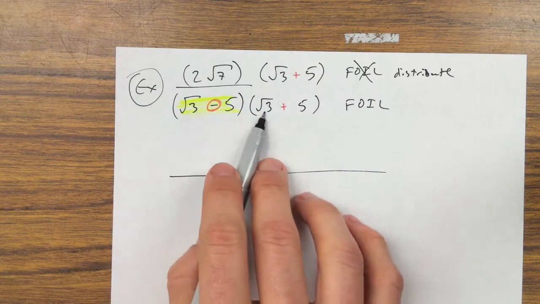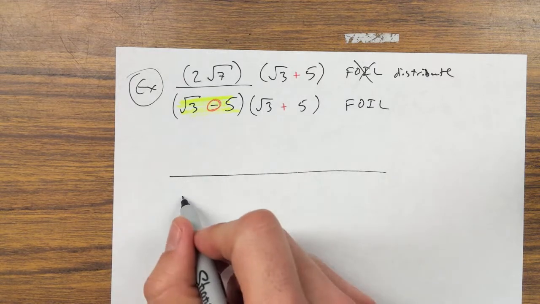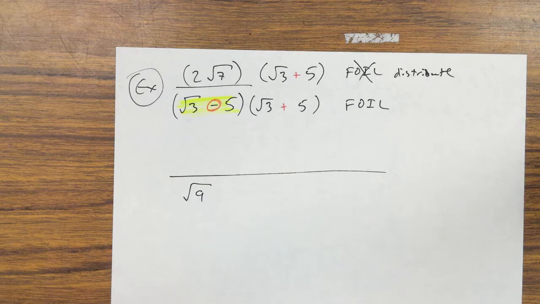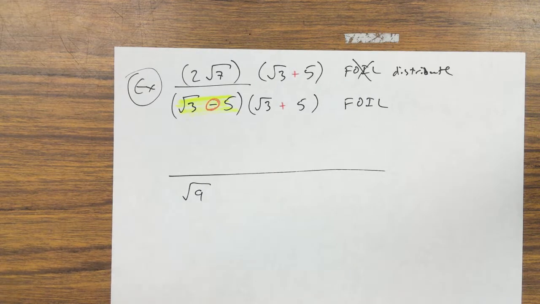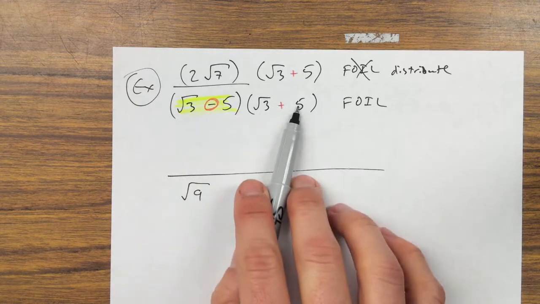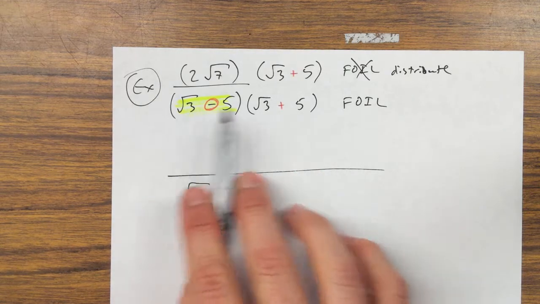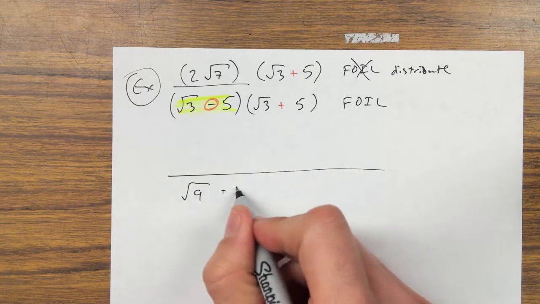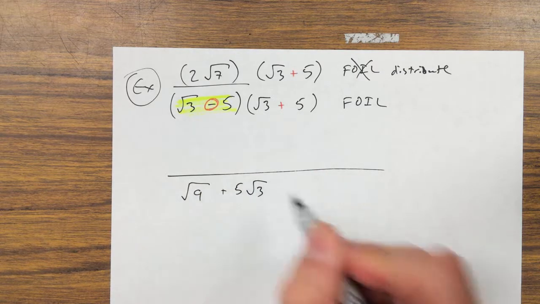Square root 3 times square root 3, based on what we talked about yesterday. We should be pretty decent at recognizing it's now square root 9. That was sort of what we discussed a little bit yesterday. Square root 3 times 5, you can't do an inside number and an outside number. So we're going to keep the 5 outside and keep the 3 inside.